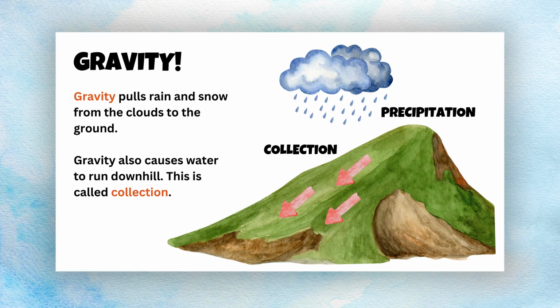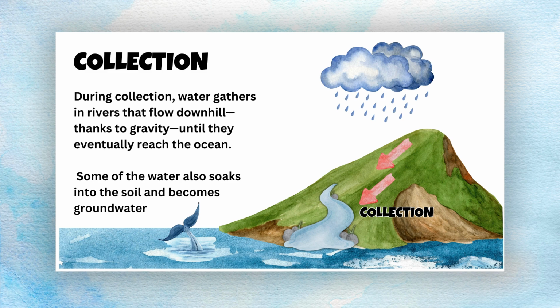Gravity also causes water to run downhill. This is called collection. During collection, water gathers in rivers that flow downhill, thanks to gravity, until they eventually reach the ocean. Some of the water also soaks into the soil and becomes groundwater.